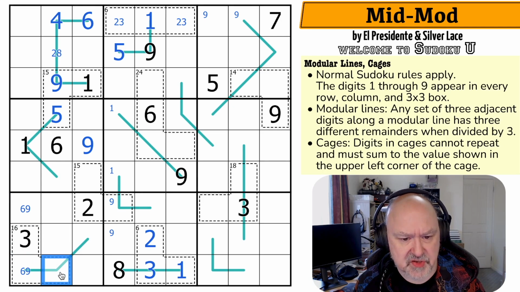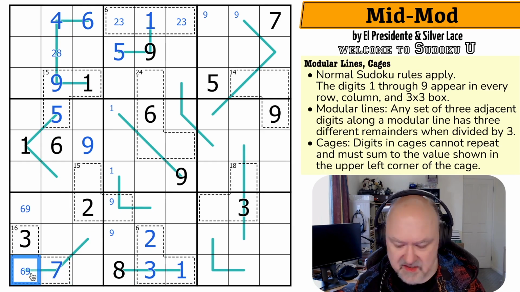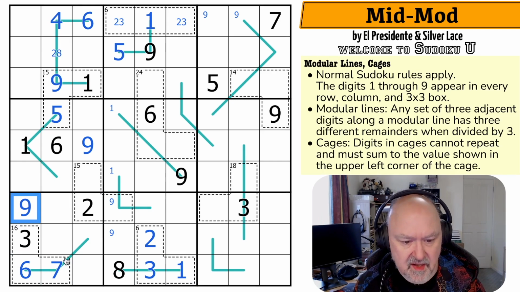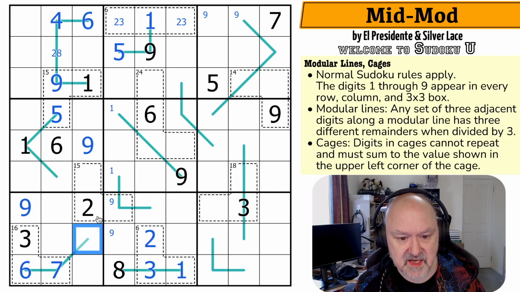And that can't be 2, 5, or 8, because it sees 5, 2, and 8. So this is from 147, and it can't be 1 or 4. That's a 7. 3 and 7 is 10, so that's the 6, and that's the 9. This is now not from 147 and 369. This is from 258, and it's not a 2. So this is a 5 or an 8. Okay, that's a thing.